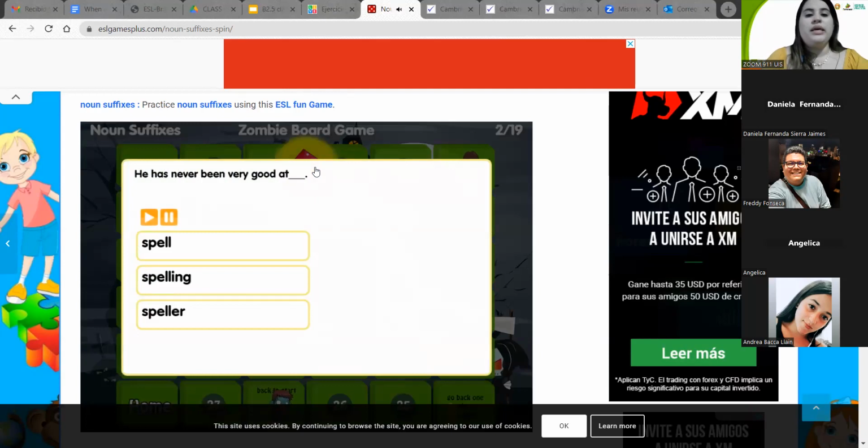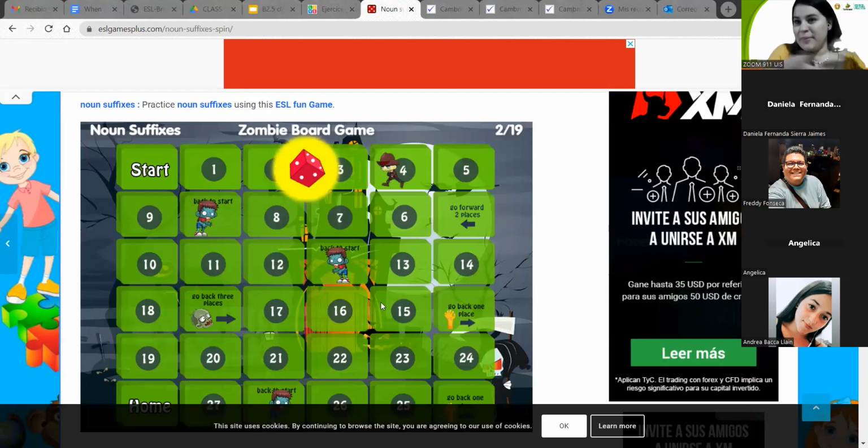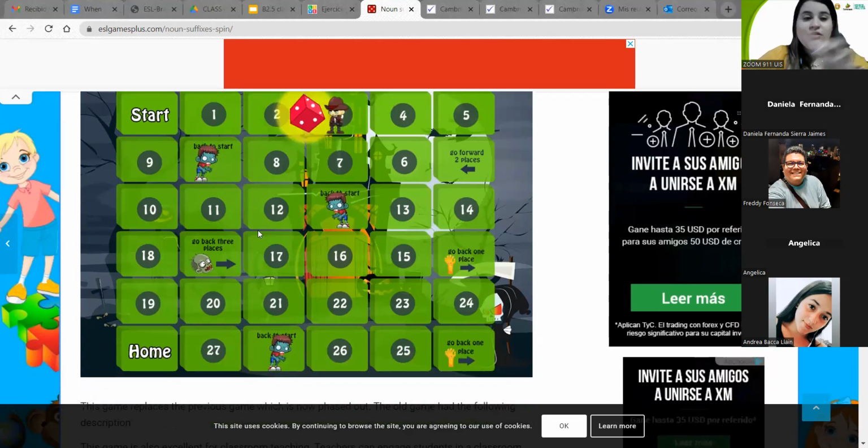Choose the correct answer. He has never been very good at spelling, or speller. So I want you to choose the correct answer. So I know that spell is not the correct answer. So I'm going to choose it just to see. Okay, so basically you die in the game. So you got to be careful, or you cannot move forward. You have to go back to where you were. And you have to be extra careful with the zombies here, because if the zombie catches you, then you have to go back to start.